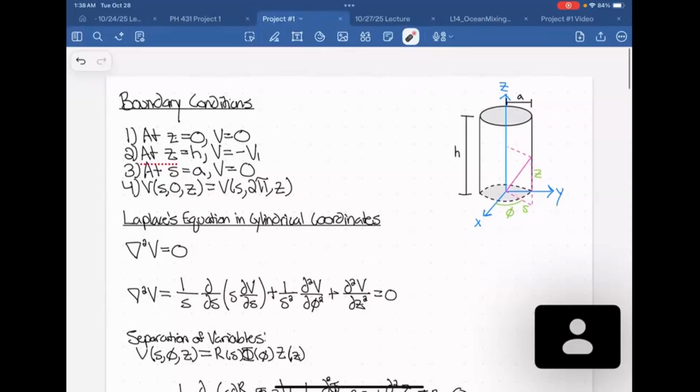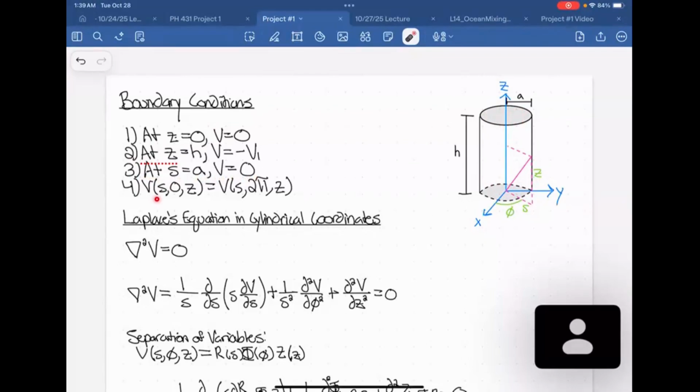Now we need to consider the problem as previously discussed, and consider some boundary conditions that we have. The first is that at z equals 0, v equals 0, so that just means that the bottom of the cylinder is grounded and the potential is 0. At z equals h, v equals negative v1, so at the top of the cylinder we have a potential of negative v sub 1. And at s equals a, v equals 0, so that means the rounded portion, the sides of the cylinder, are also grounded and the potential is 0.